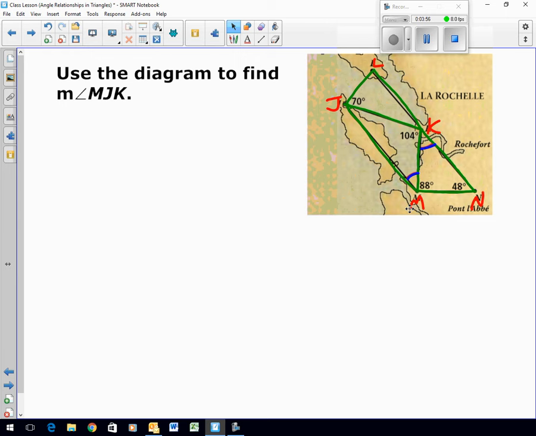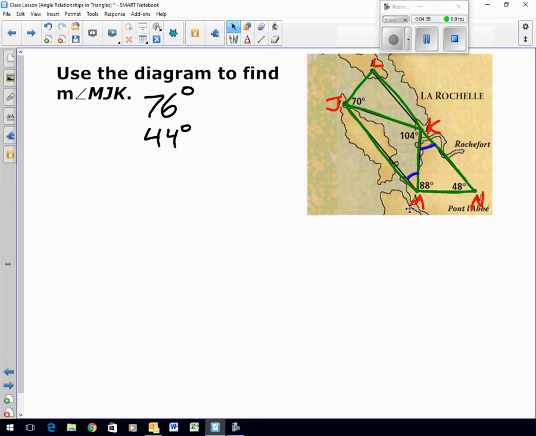The angle measures of the triangle have to add to 180. What answer did you get? 76. Okay, I got 76. Anybody get anything else? What'd you get? I can't hear you. 44. Okay, let's start with those two.